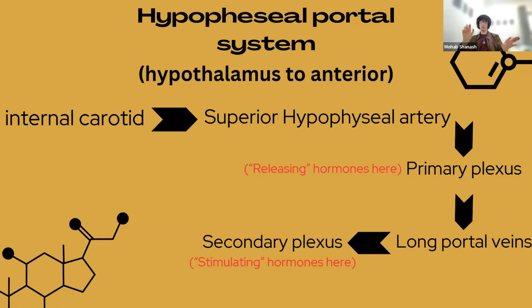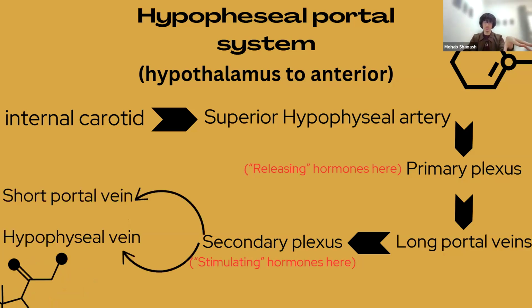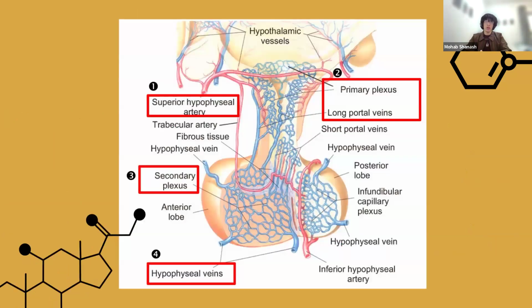When your stimulating hormones get released in the secondary plexus, they have two options. They either go through the hypophyseal vein, which sends them to the rest of the body, or the short portal vein, which sends them back to the hypothalamus to sort of have a feedback loop. And I'll go into detail as to what our feedback loops are. Now, we have the superior hypophyseal artery here.